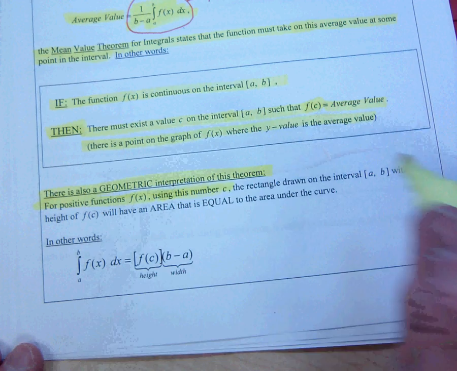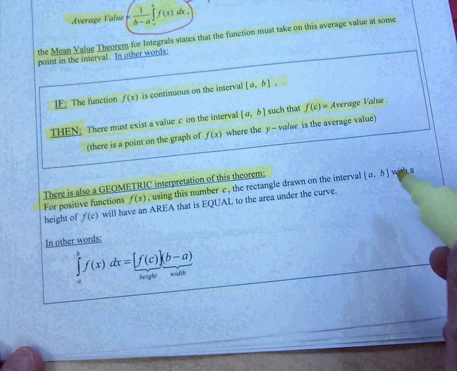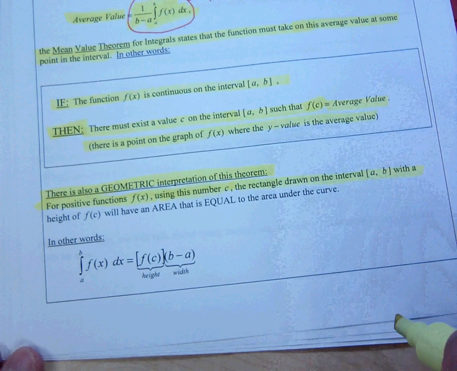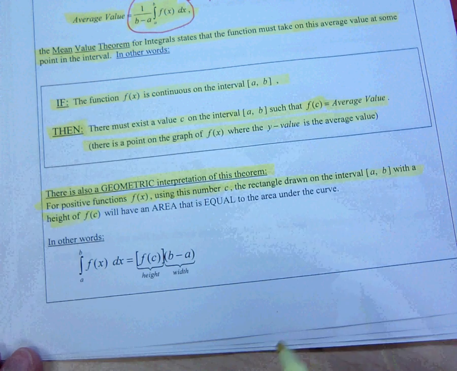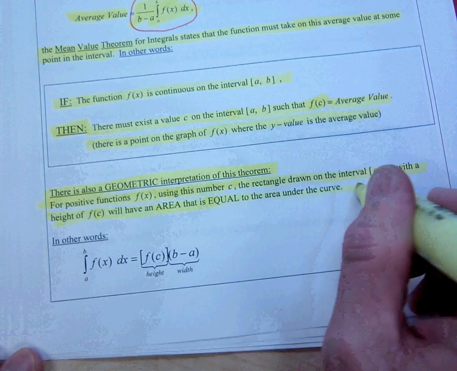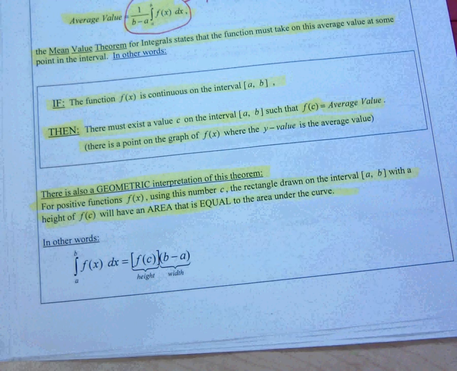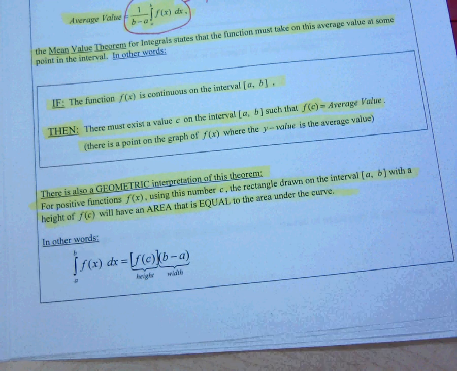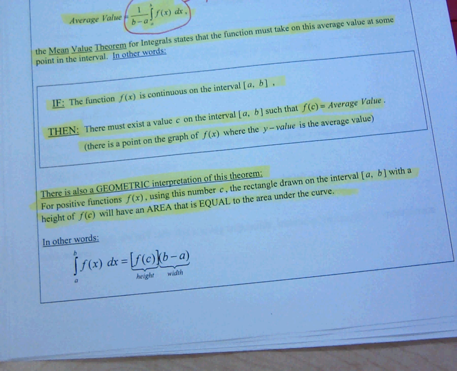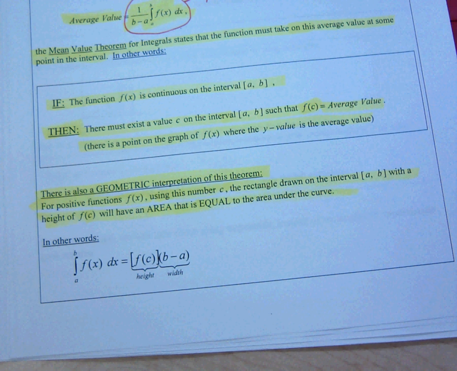If you use the number c that's guaranteed to exist, and you draw a rectangle all the way from a to b with a height of f of c, that rectangle will have an area that's equal to the area under the curve. I know it's getting very complicated, but hopefully after I do an example, it'll make some sense to you. So the bottom line is this.